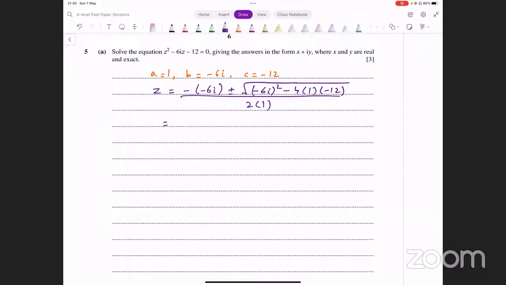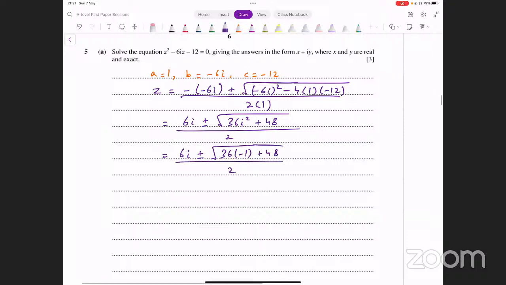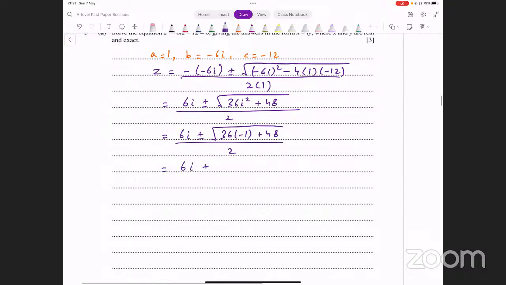Okay, now let's simplify this and see what that gives us. 6 iota plus minus square root of 36 iota squared minus into minus 12. That's minus 4 into minus 12. That is going to give you 48. And the denominator, you have 2. Now the numerator gives us 6 iota plus minus square root of 36 iota squared. What's that? That's going to become 36 into minus 1, right? Iota squared is minus 1, plus 48. Outside we have 2, and that gives us 6 iota plus minus square root of 12 over 2.